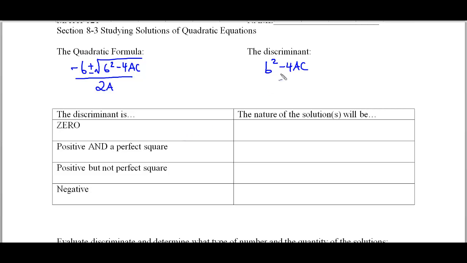And what we have found is that this can either be 0, it could be positive, it could be negative, and sometimes it can be a perfect square if it's positive. So let's take a look at some answers here, because if we find that the discriminant is 0, we get done with our answer and we have 0 in the square root, which is 0, that means we're going to have one rational solution.